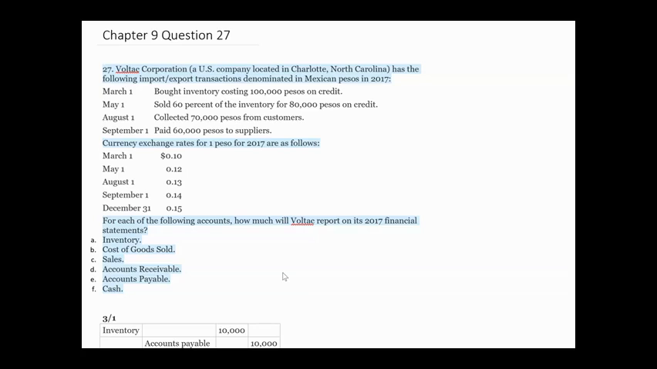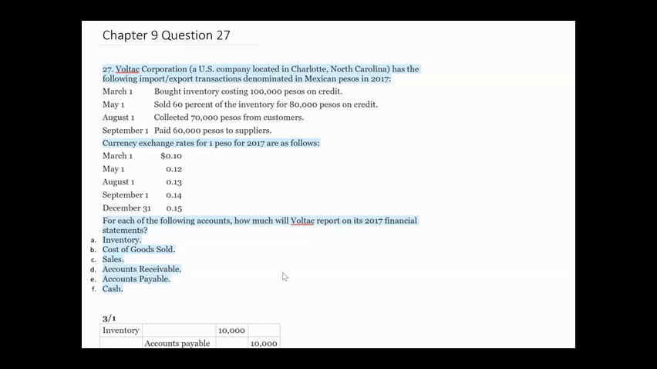Currency exchange rates for 1 peso for 2017 are as follows. March 1st, 1 peso was 10 cents. May 1st, 1 peso was 12 cents. August 1st, 13 cents. September 1st, 14 cents. December 31st, 15 cents. It looks like the peso's value is increasing gradually. For each of the following accounts, how much will Vaultec report on its 2017 financial statements? That means what's going to be the ending balance on December 31st in US dollars of those accounts.